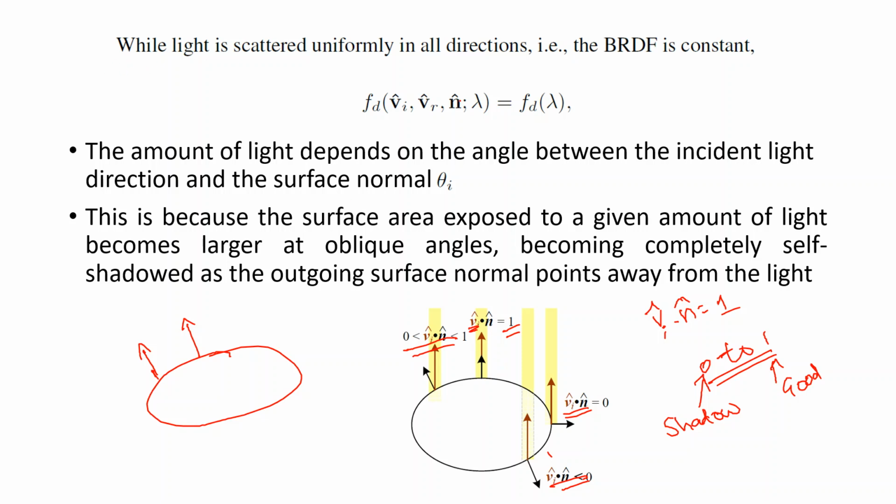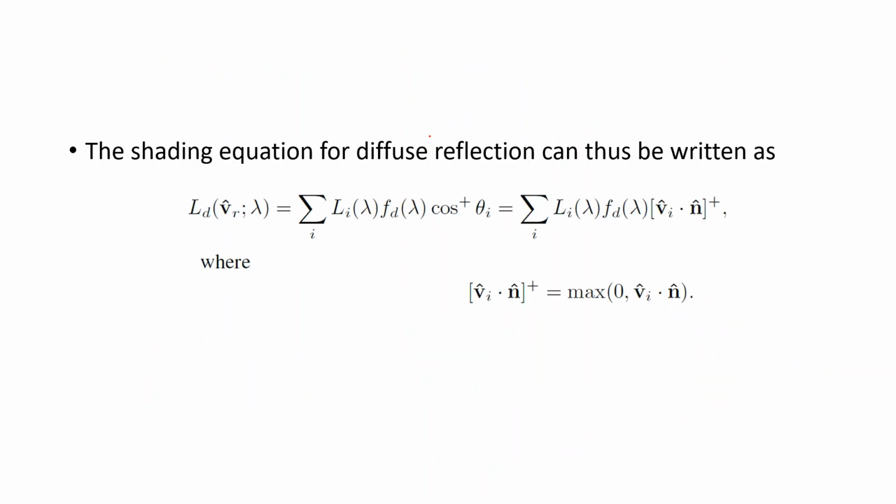In this case, we are going to say the BRDF is constant when light is scattered uniformly in all directions. Assume this is the rough surface. If the light falls in all directions, then the BRDF would be constant. So I am just representing only the lambda value, right?